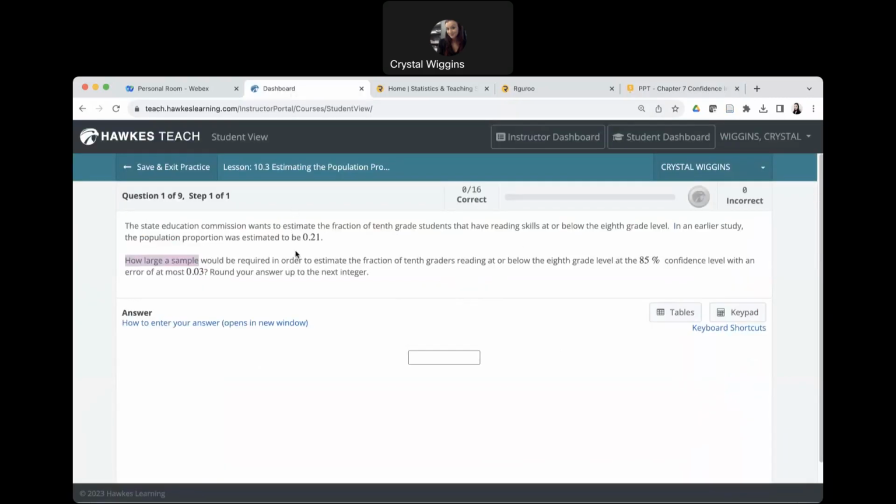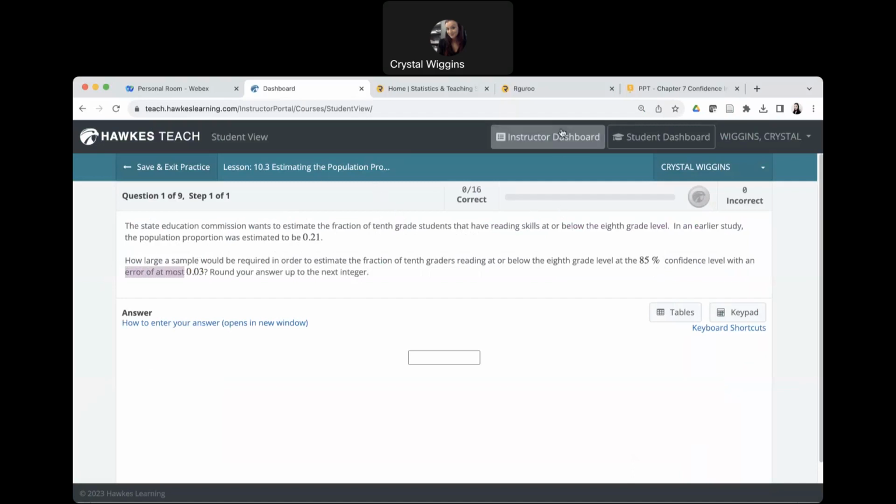Okay, so back to this problem. I see that my population proportion p is 0.21. So I'm going to write that down, 0.21. And then I keep reading. How large a sample would be required in order to estimate the fraction of 10th graders reading at or below an 8th grade level with an 85% confidence level? That's important. That's going to help us find our critical value, that z-score, with an error at most of 0.03. So that's that key wording that tells you that big E, the margin of error, is 0.03.